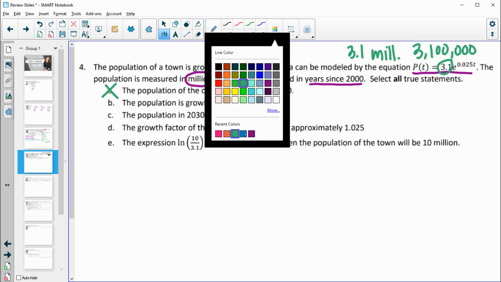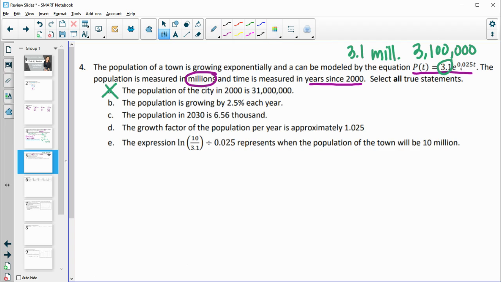And so we can see this up in the exponent here. We have 0.025 is the percent of growth, not the growth factor, but the percent of growth. So then we can times this by 100, and that will get us 2.5%. So part B is true.